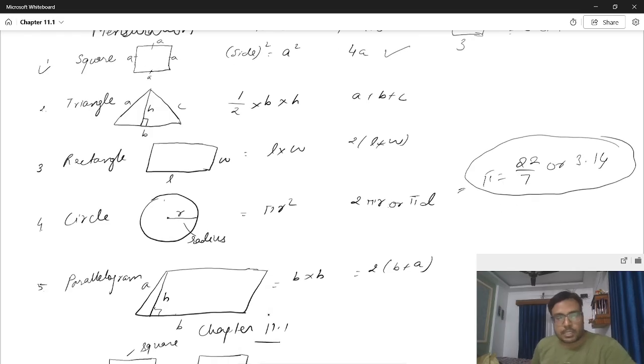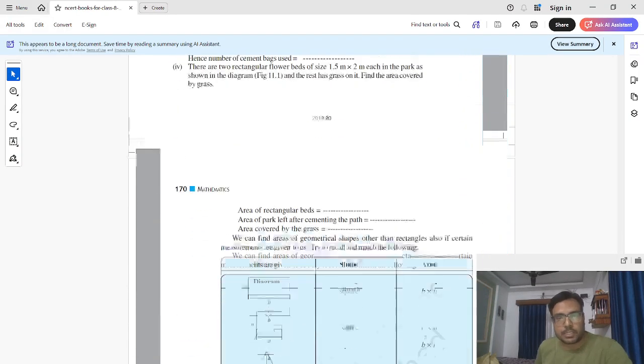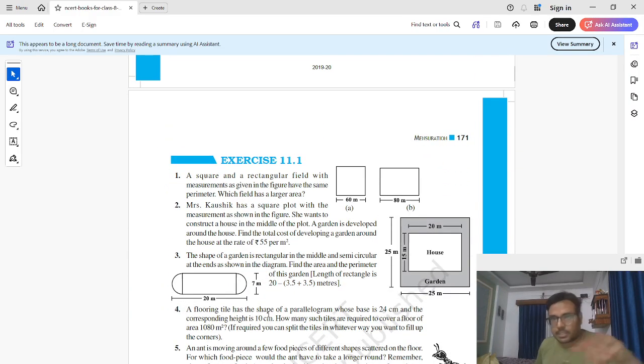Now without wasting time, we'll move to the first question and see how it is solved, how to read the question, how to understand it and how to proceed, because everything is given in the question. You just need to understand how to interpret and read it. In the first question, a square and a rectangle, with the measurements given in the figure, have the same perimeter. Which field has a larger area?